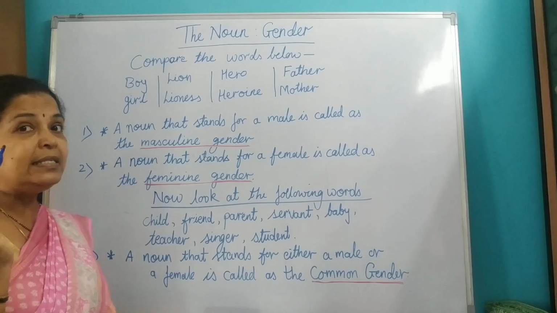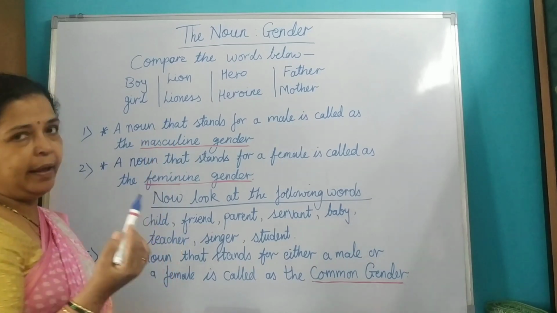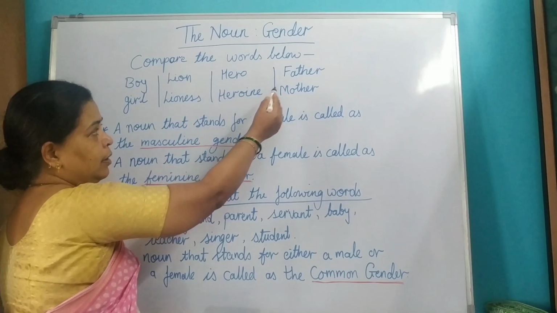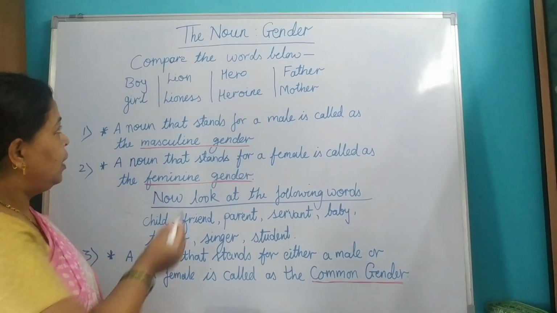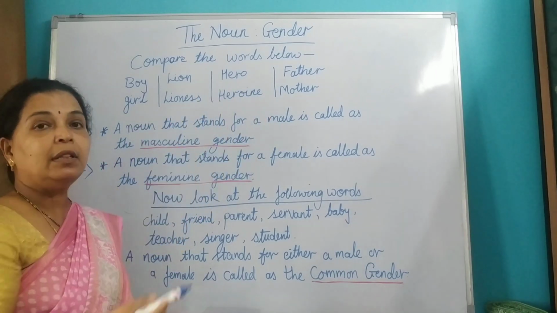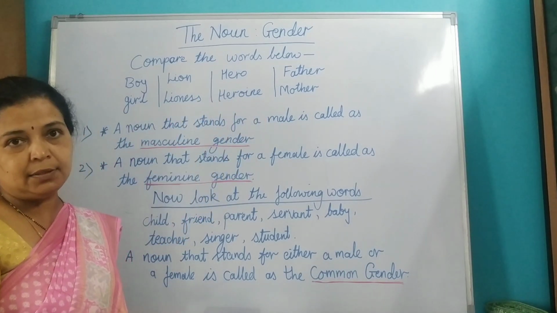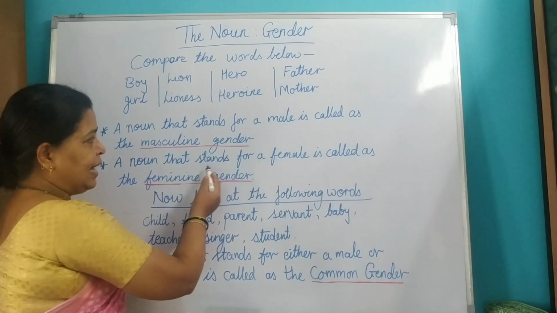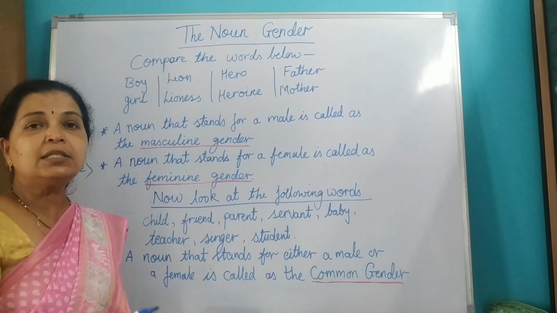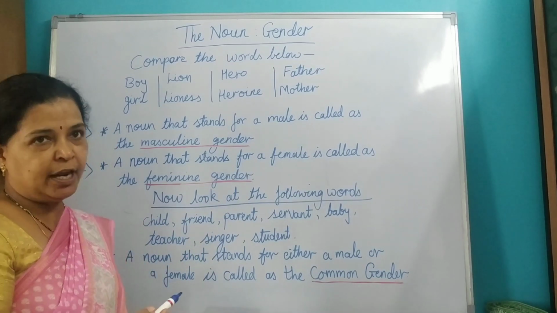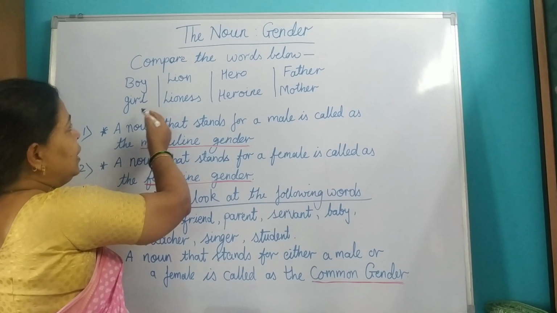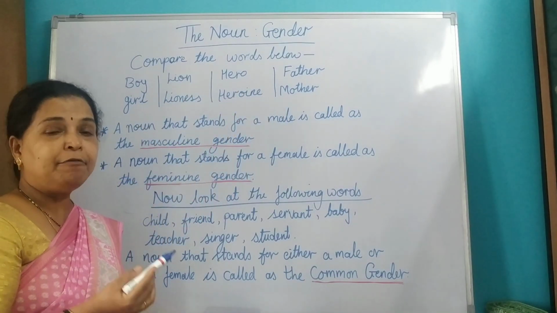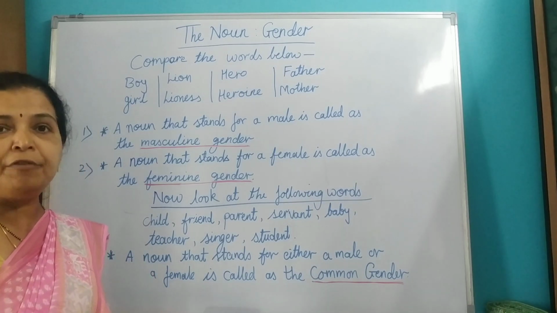Then, look at the second word in each pair. Girl, lioness, heroine, mother. All these names are of females. So a noun that stands for a female is called the feminine gender. So girl, lioness, heroine, and mother, they all belong to the feminine gender because they are all females.